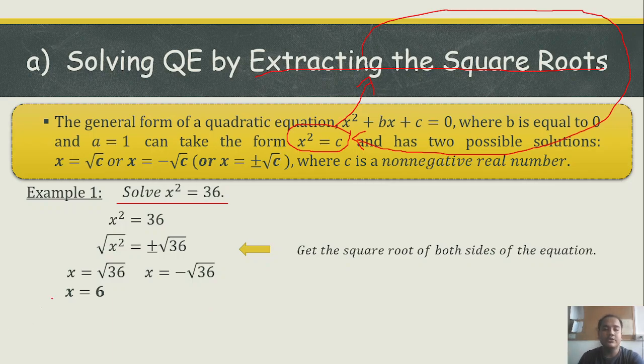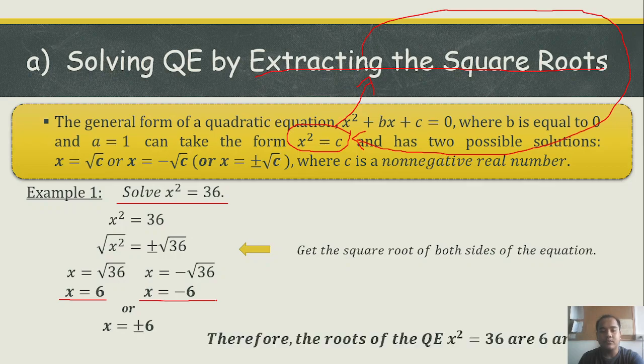So, let's start solving. x is equals to the square root of 36. So, the square root of 36 is 6. So, the first root is x is equals to 6. The next one, the second part is x is equals to negative square root of 36. So the second root is x is equals to negative 6. Therefore, the roots of the quadratic equation x squared is equals to 36 are 6 and negative 6.